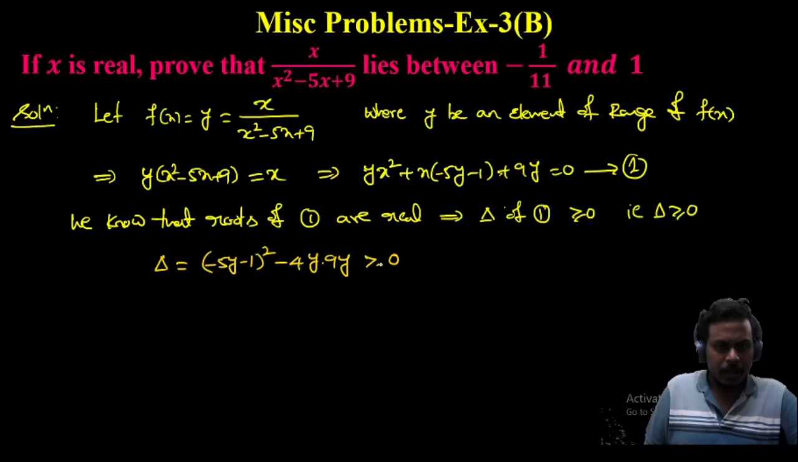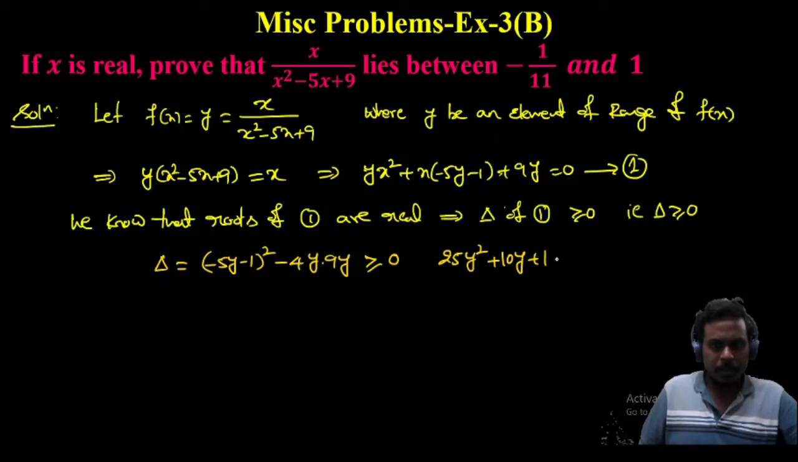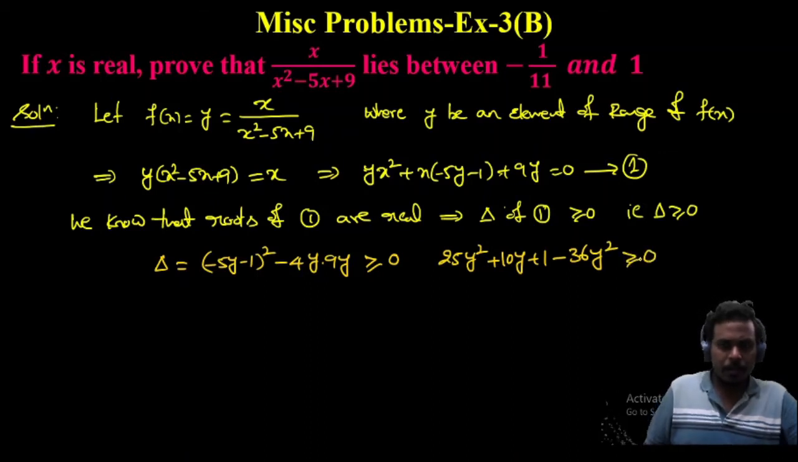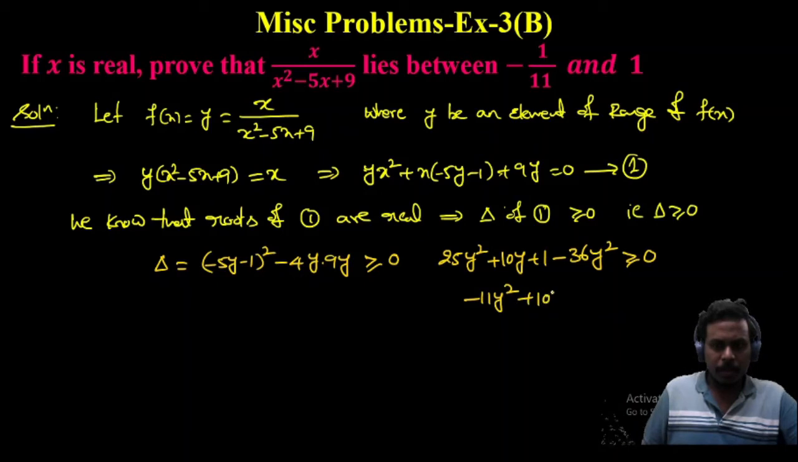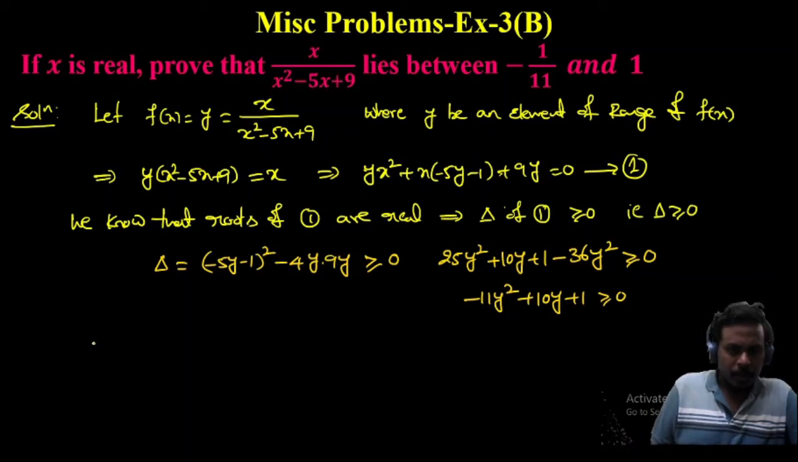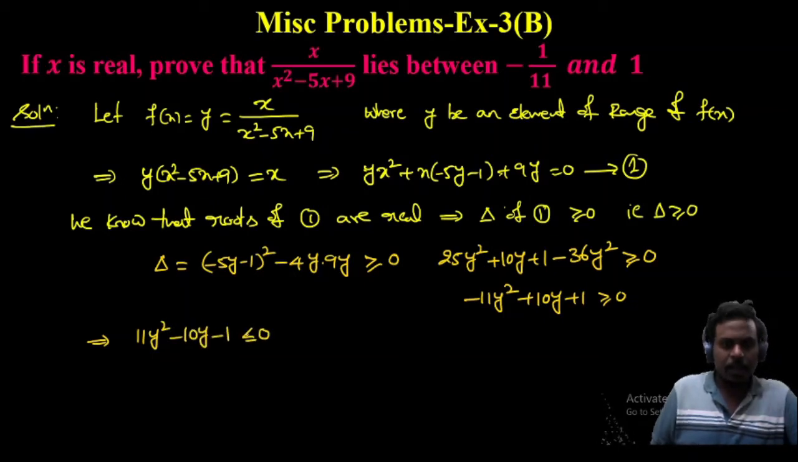This must be greater than or equal to 0. So this is 25y square plus 10y plus 1 minus 36y square must be greater than or equal to 0. So this is minus 11y square plus 10y plus 1 must be greater than or equal to 0. This implies 11y square minus 10y minus 1 must be less than or equal to 0.